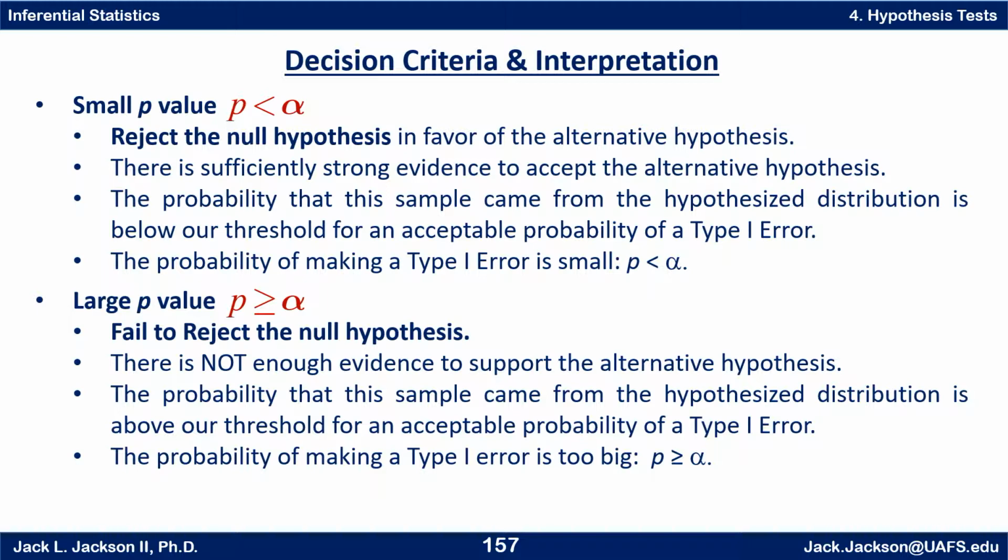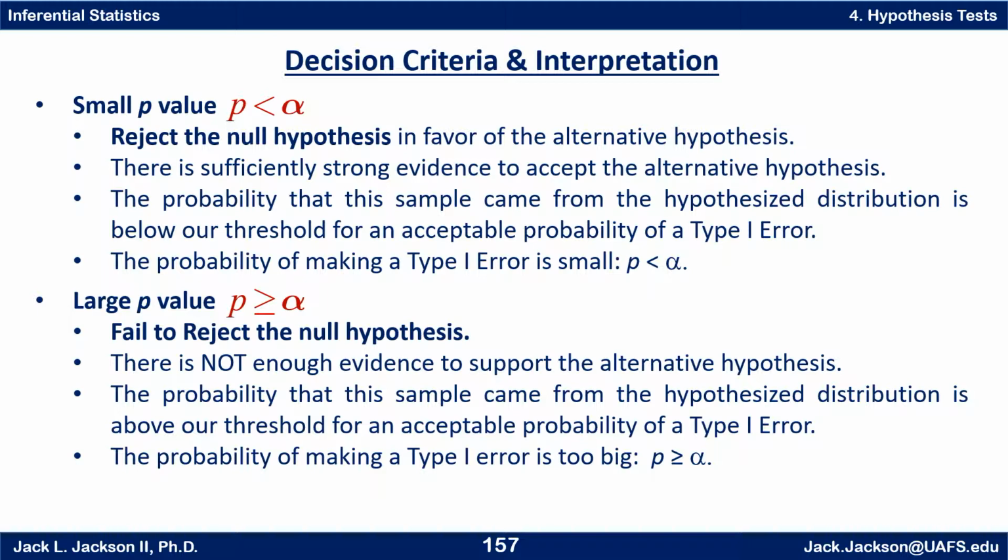If it's a small p-value, well, how small? If p is less than alpha, then we reject the null hypothesis in favor of the alternative hypothesis. There is sufficiently strong evidence to accept the alternative hypothesis, and the probability that this sample came from the hypothesized distribution is below our threshold for an acceptable probability of a type 1 error. So the probability of making a type 1 error is small. It's really p, which is less than our threshold of a type 1 error, which is alpha, and so we reject the null hypothesis.